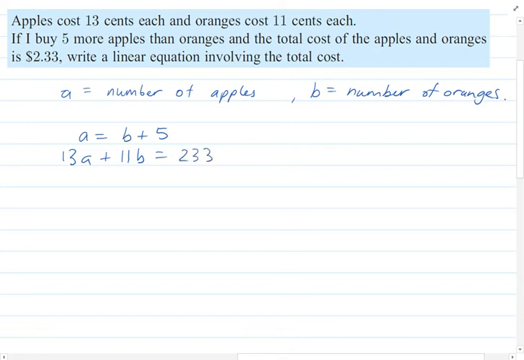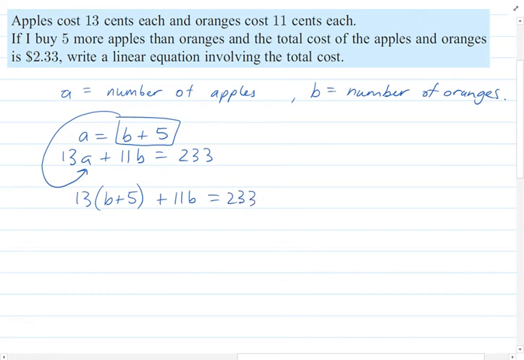Now it says write a linear equation. At the moment this isn't a single equation because I've got two equations, but what I can do is take what a is equal to and put it into this equation instead of a. So I can write it as 13, and then instead of a I'm going to write in brackets b plus 5, plus 11b equals 233, and that's my equation.